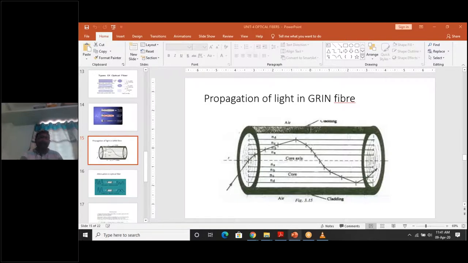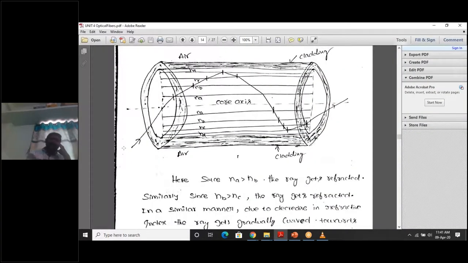Now let us see the working, how the light ray propagates inside this. Let us assume a light ray enters and strikes the core axis, and this light ray undergoes refraction. First it touches layer A. This is layer A, this is layer B, this is layer C, this is layer D. The refractive index of layer A is NA, of layer B is NB, of layer C is NC, and of layer D is ND.